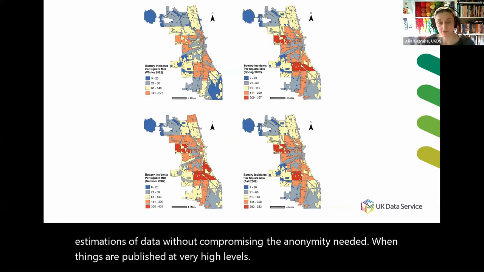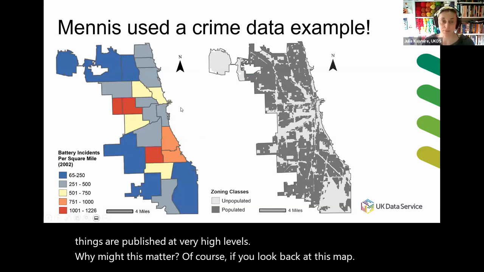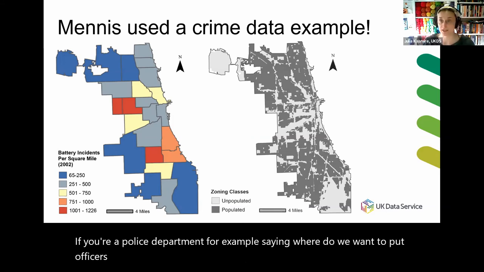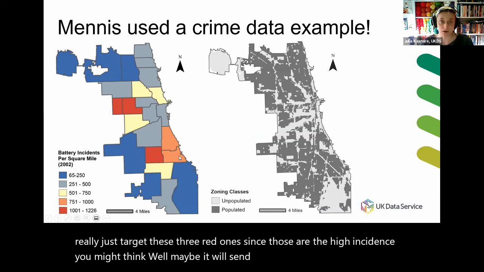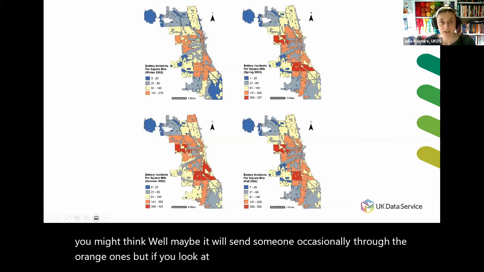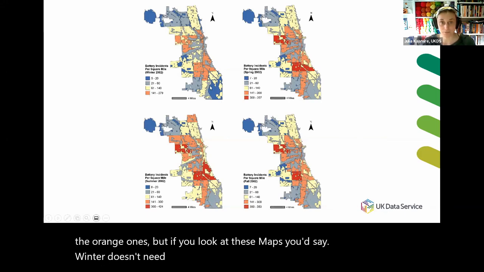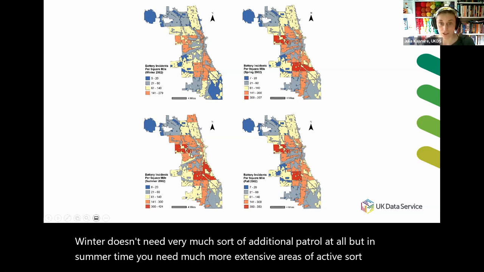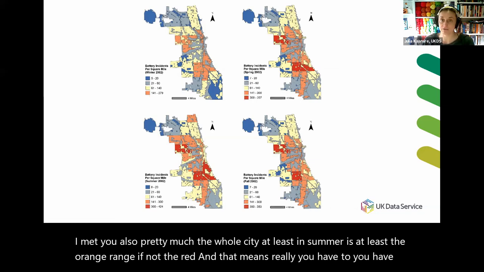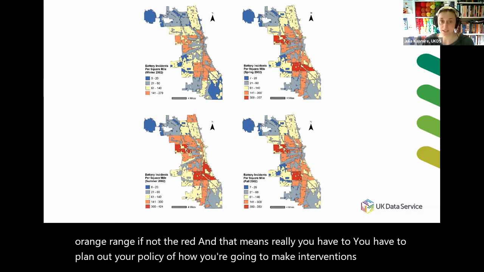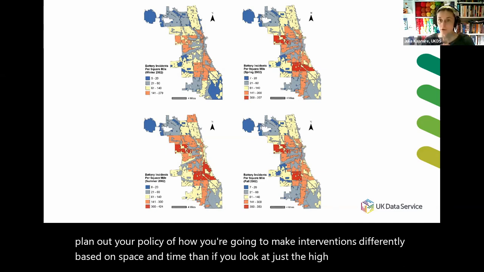And why might this matter? Of course, if you look back at this map, if you're a police department, for example, saying, where do we want to put officers to respond quickly to or to prevent incidents of battery, you might really just target these three red ones, since those are the high incidents. You might think, well, maybe we will send someone occasionally through these yellow, orange ones. But if you look at these maps, you'd say, actually, winter doesn't need very much additional patrol at all. But in summertime, you need much more extensive areas of active patrol or intervention. And pretty much the whole city, at least in summer, is at least the orange range, if not the red. And that means you really have to plan out your policy of how you're going to make interventions differently based on space and time than if you look at just the high level statistics over vague blocky areas.